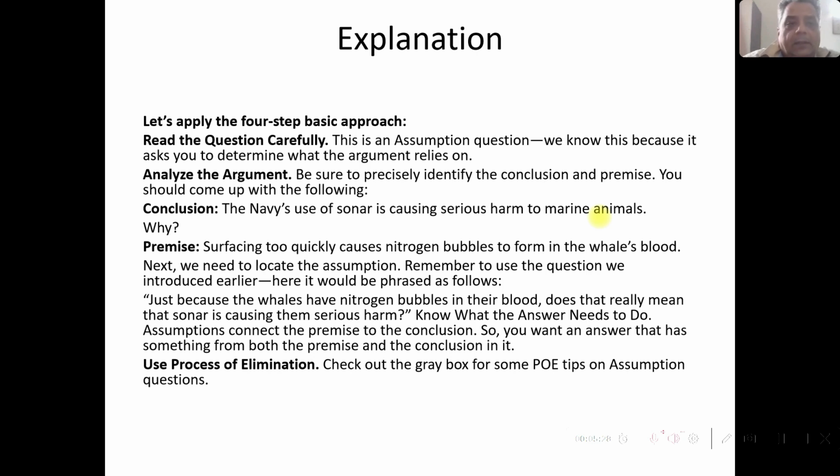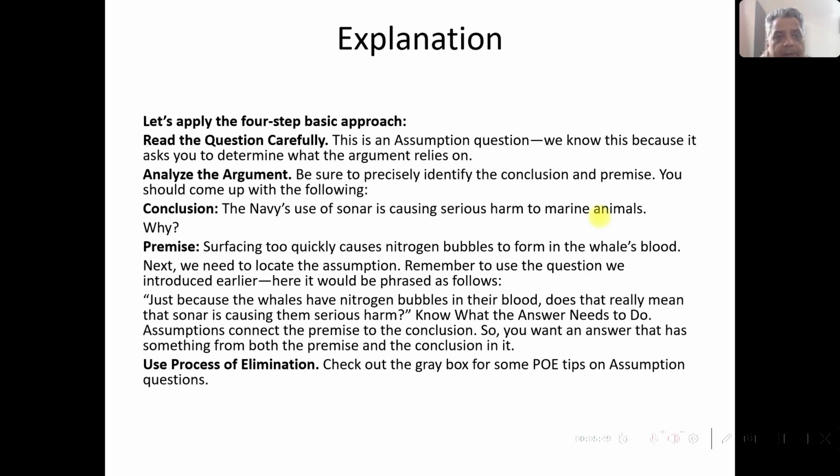So let's look at the alternative method. Let's apply the 4-step basic approach. Read the question carefully. This is an assumption question. We know this because it asks you to determine what the argument relies on.